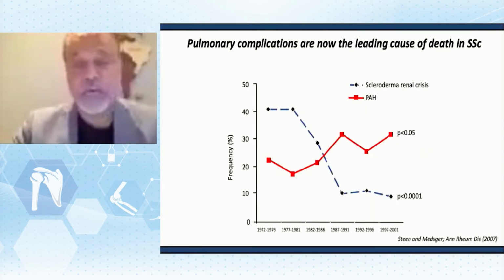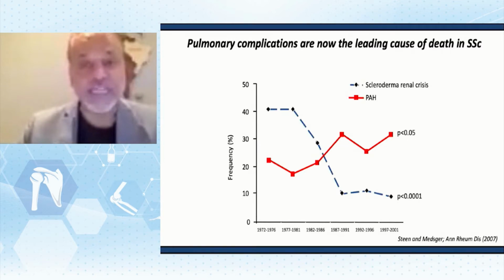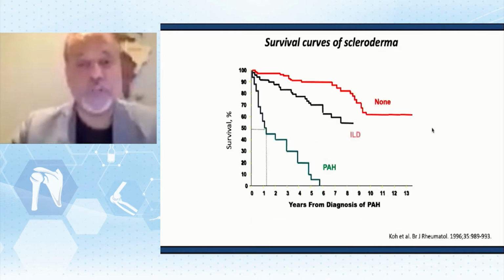Now, when it comes to the outcome, it seems that the rheumatologists have done a great job in reducing mortality when it comes to the renal crisis in a scleroderma patient. As you can see, the mortality is still unacceptably high when it comes to the pulmonary complications. This is true whether you have parenchymal lung disease or, more pronounced, pulmonary arterial hypertension, when the mortality becomes very, very high, at least in a scleroderma patient.